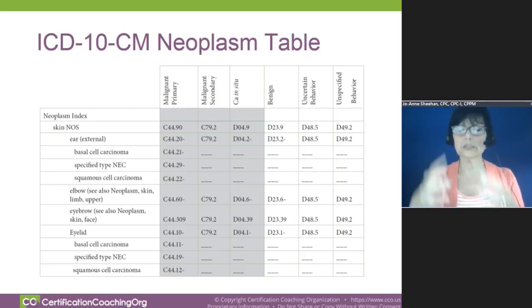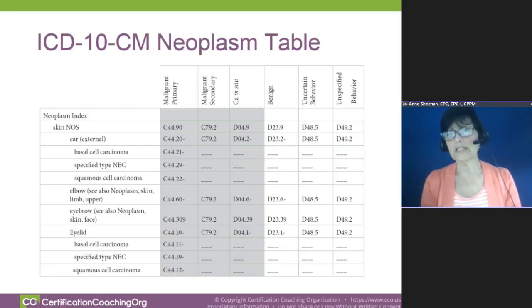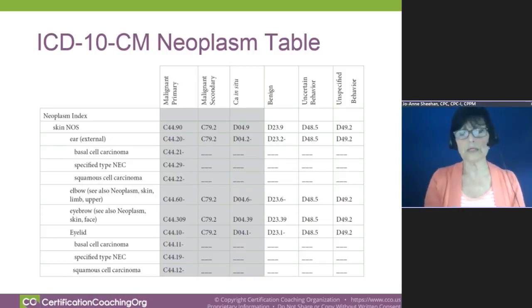And then cancer in situ is exactly how it sounds. It's in that spot, it hasn't spread. And benign obviously is the opposite of malignant, and then uncertain behavior and unspecified speaks for itself. But under skin you will find numerous categories, and you want to be sure that the categories that you pick align themselves with the CPT codes that you use when you are coding.